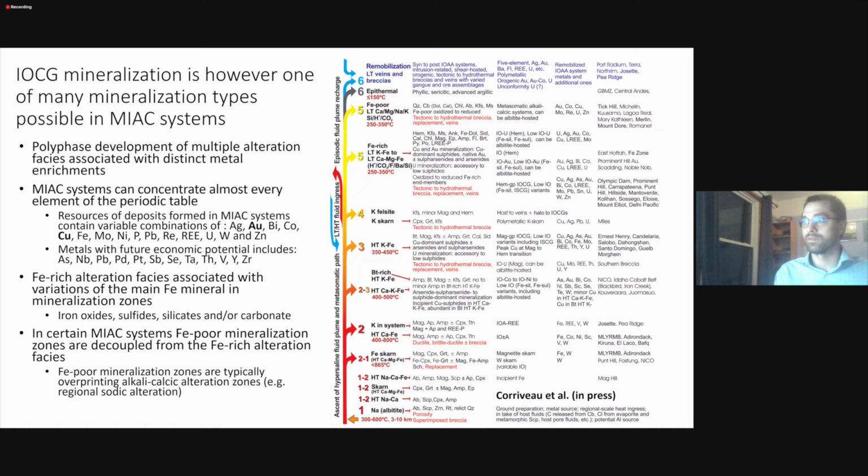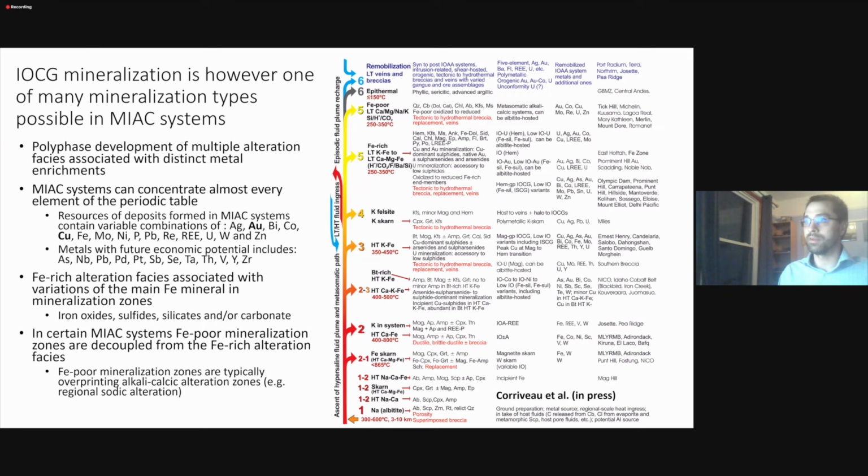And when we look at IOCG mineralization, the two main elements that we're used to define very often what these systems are, are actually one of the multiple components that exist in resources of mineral deposits that are formed within these hydrothermal systems. So copper and gold are actually coming with many, many other metals. And then there's also a lot of other metals that may have economic potential in the future, depending on how the price of metals and other resources are evolving.